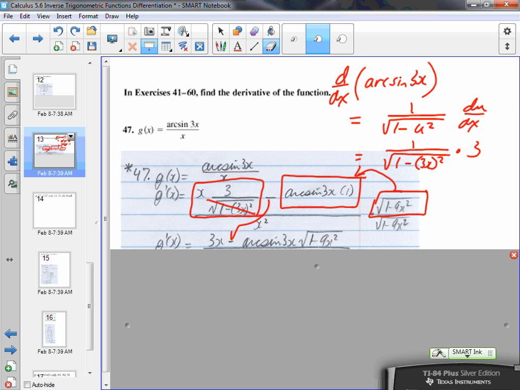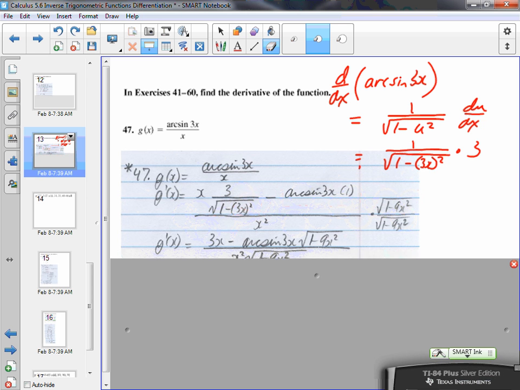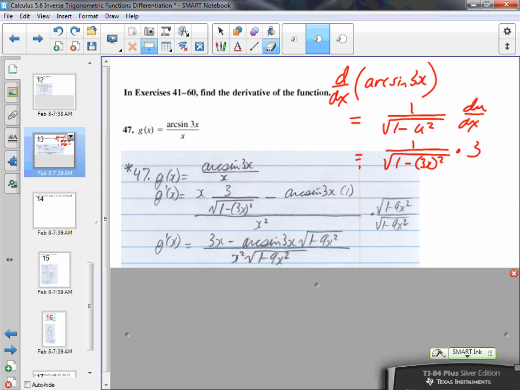Everybody with me? In the denominator, what do I get when I multiply x squared times the square root of 1 minus 9x squared? Just get that, don't I? Okay. We're done. What else can you do? I don't see anything else to do.